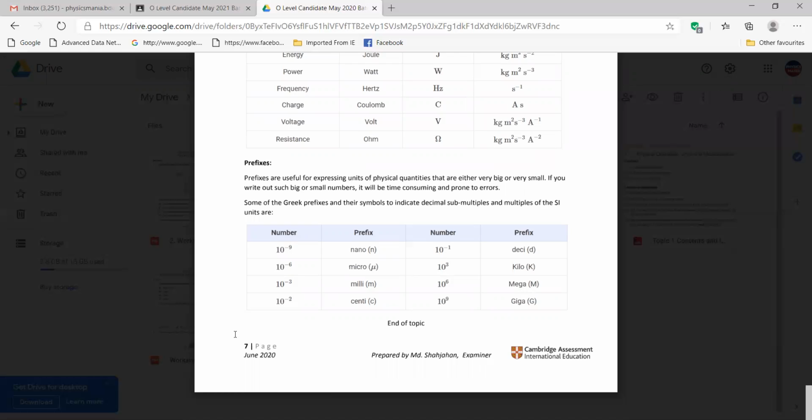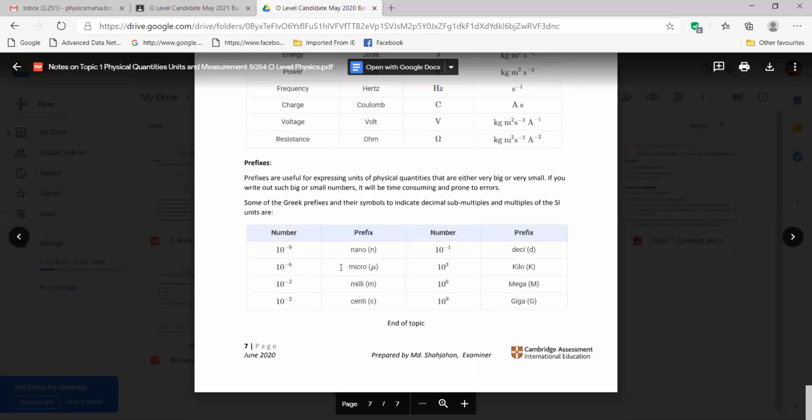So here you got some examples of prefixes, right? This thing you have to memorize, because sometimes you will get the unit of power in megawatt. Sometimes you will get the unit of time in millisecond. That time you have to remember them and write this value.